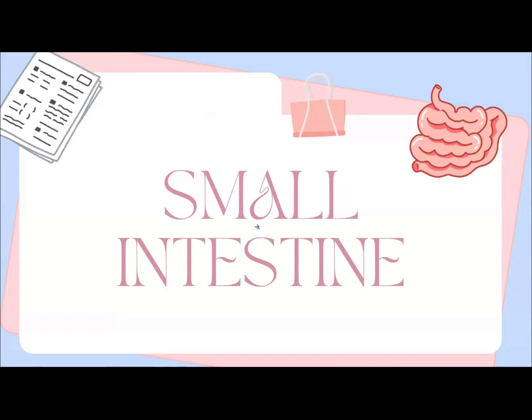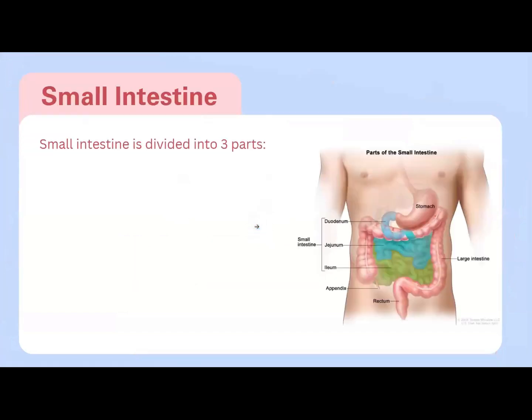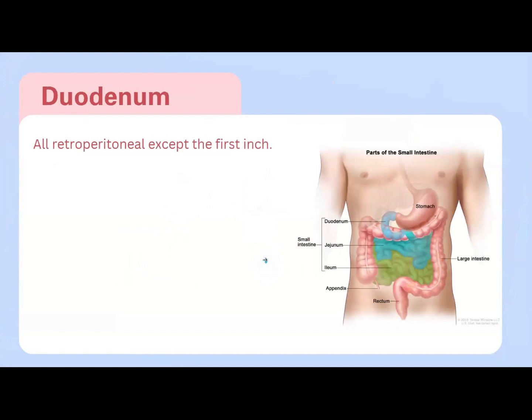So we're going to start with the small intestine. The small intestine is divided into three parts, which you definitely know by now. The first is the duodenum, the second is the jejunum, and the third is the ileum. All of the duodenum is retroperitoneal except for the first inch. Do you know whether the first inch is retro, intra, or extraperitoneal?